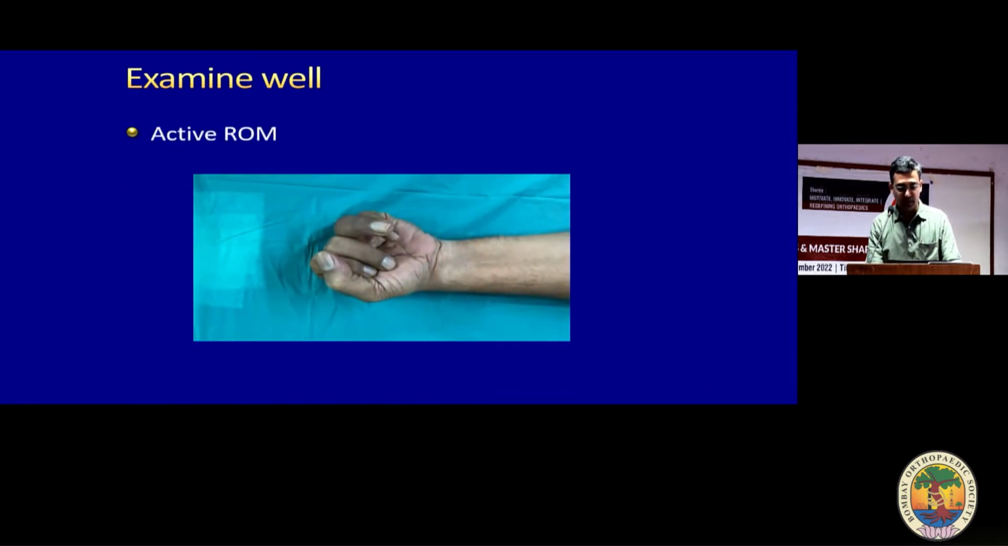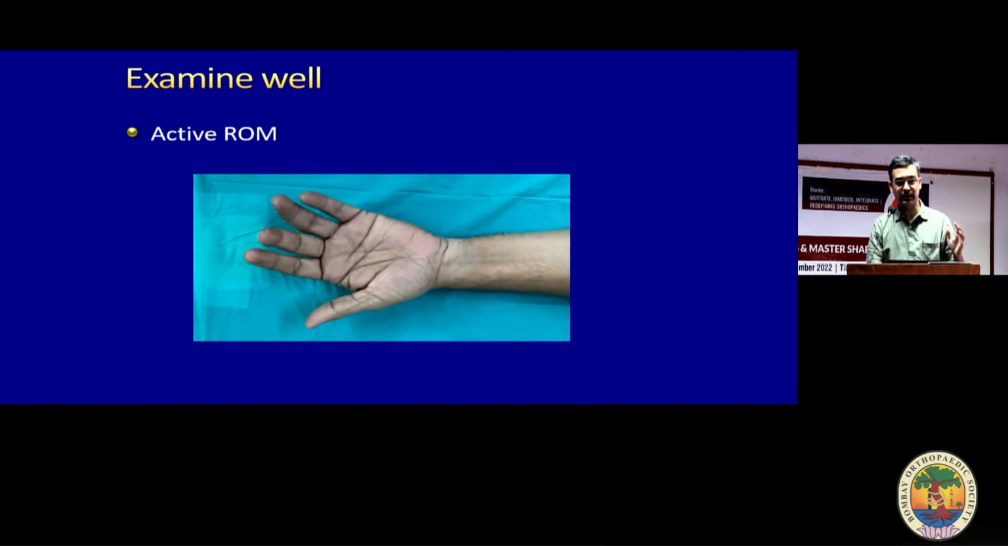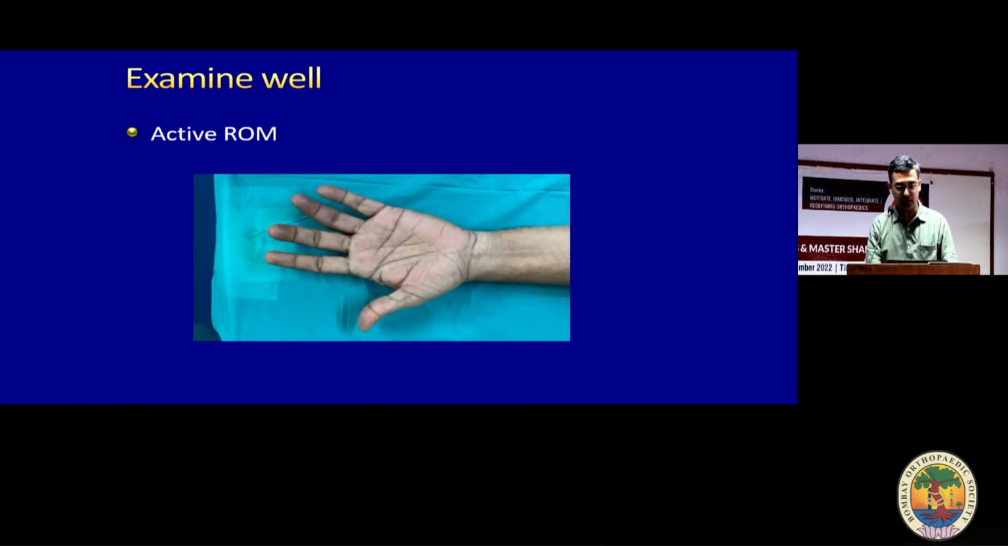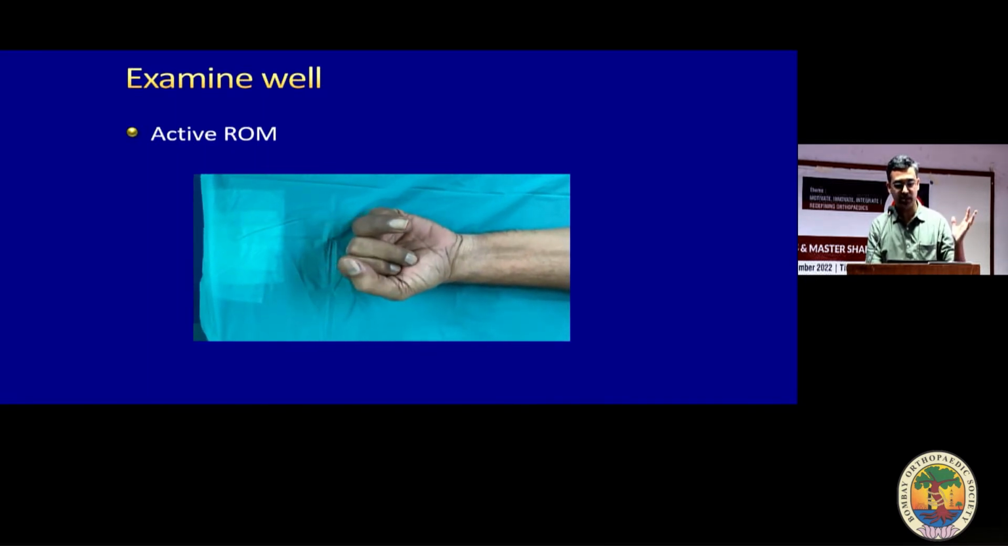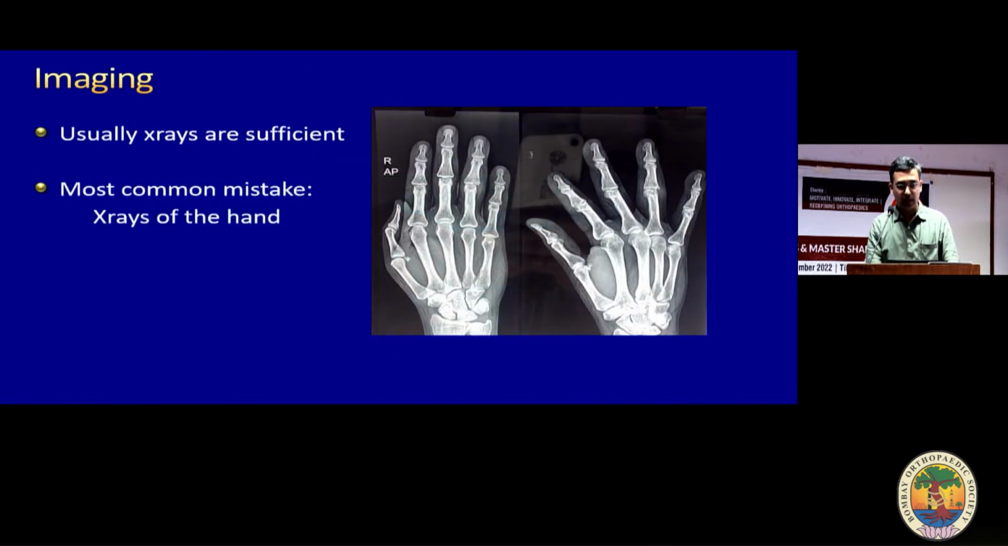Check for an active range of motion. This is for me the key to investigate a PIP joint. Any swelling, if the patient is just unable to bend, 0 to 70 is more than enough. But if the patient is just able to bend 0 to 20, you get an X-ray done. Most of the times, X-rays are sufficient. I've rarely taken a CT or an MRI for this joint, the proximal interphalangeal joint.